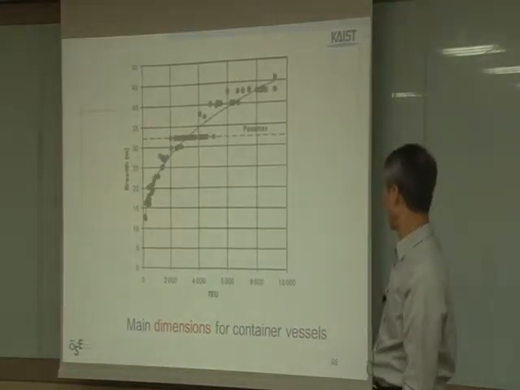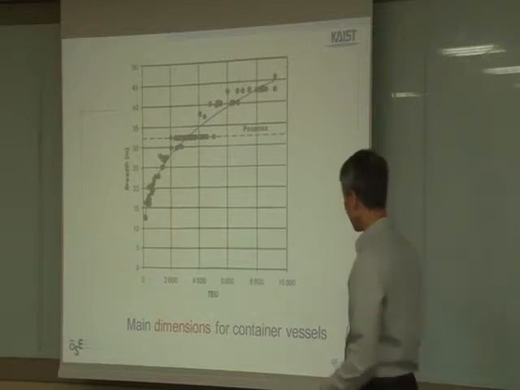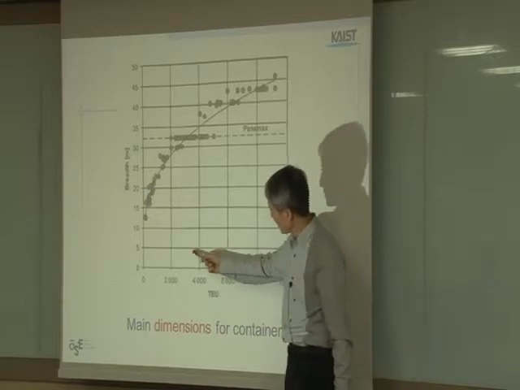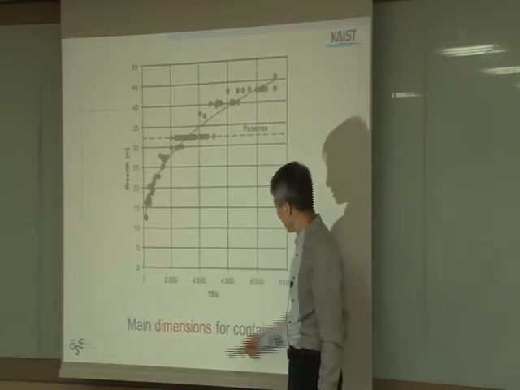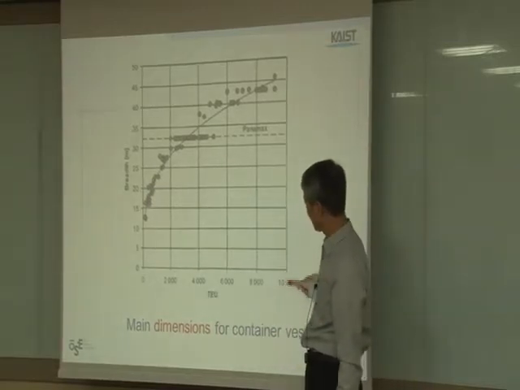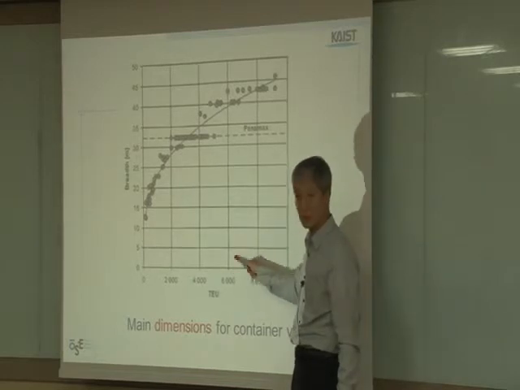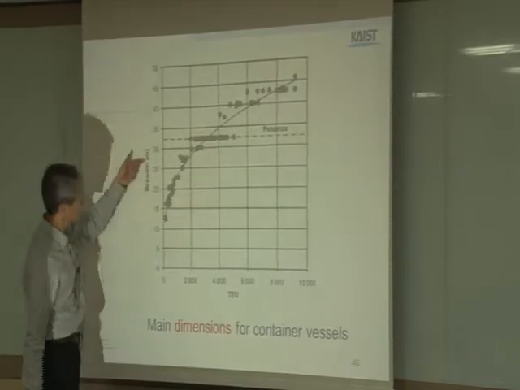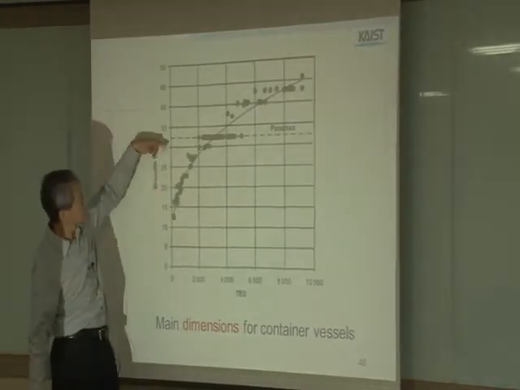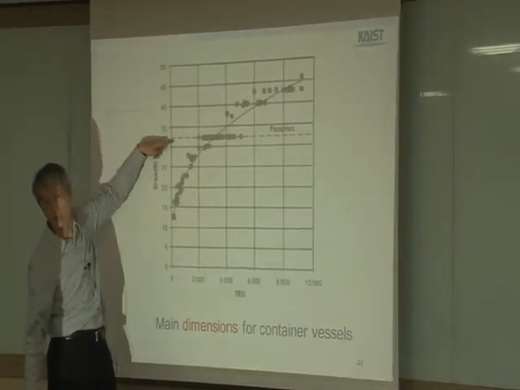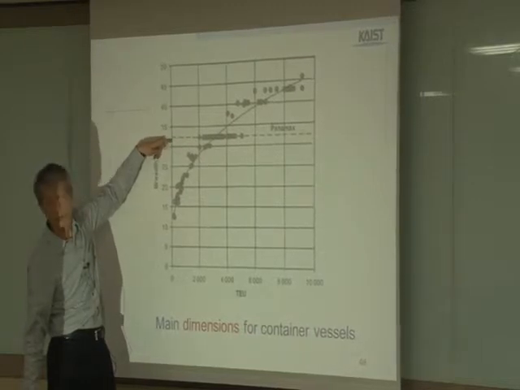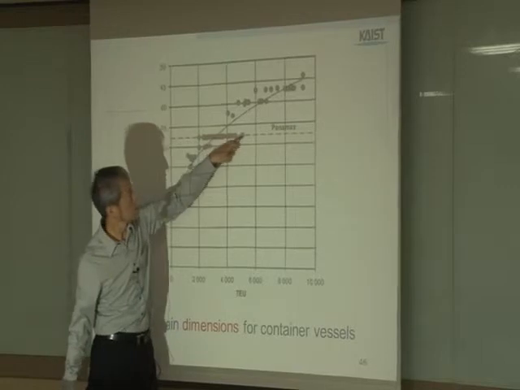Main dimensions for container vessels. This is TEU, container ships. Panamax is around here, and this is the new Panamax. And post-Panamax is around here. And this is breadth, right? There is one clear line where Panamax is, 32.2. Many ships are along this line, right?